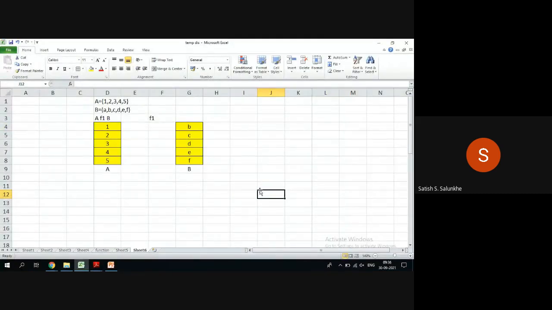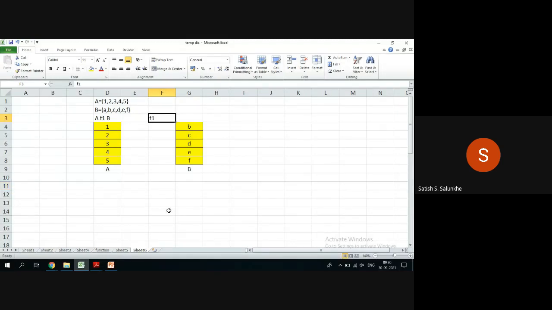So I hope now the Excel file is visible. Yes, sir. Okay. So what point am I highlighting here? Let us assume one is mapped to B, two is mapped to C, three is mapped to D, four is mapped to E. Hypothetically assume five is mapped to F. So this is function F1.